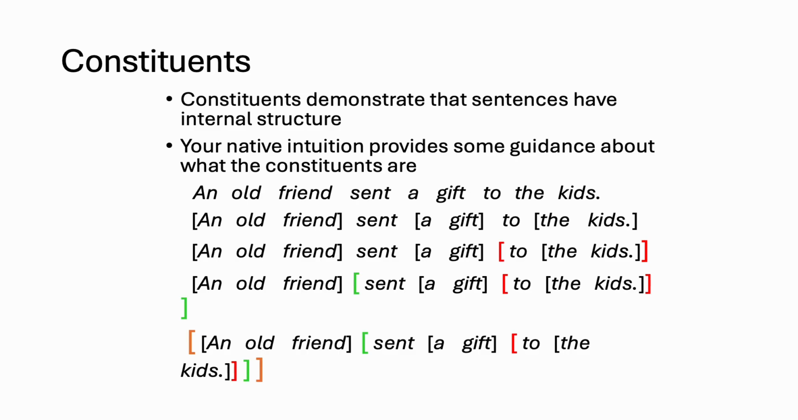on these things. So we can see an old friend, this is one constituent. A gift is one constituent, but sent a gift to the kids is also a constituent. Each one of these things that is bracketed is a constituent. And what you can see is that constituents can be embedded. One can be inside the other. So the kids is a noun phrase that is inside the prepositional phrase, and all of that is inside the verb phrase. Sent a gift to the kids. Okay.